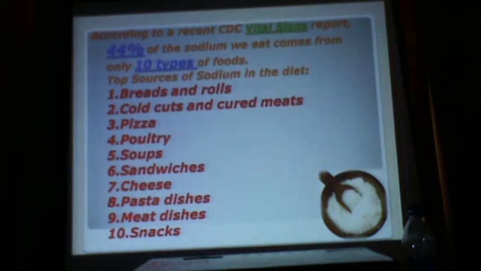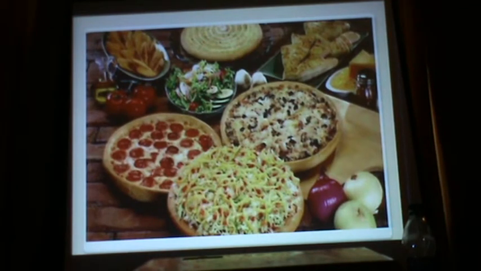The cold cuts and cured meats. I will make you see a picture now for this cold cuts. Certainly pizza, poultry, soups, canned soups, and sandwiches, cheese, pasta, meat dishes, and snacks like chips, like salzones, etc. If we make our patient stop taking most of these foods, we are sure that we are limiting much the intake of salt.